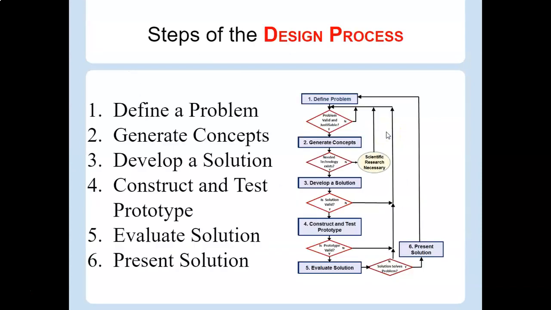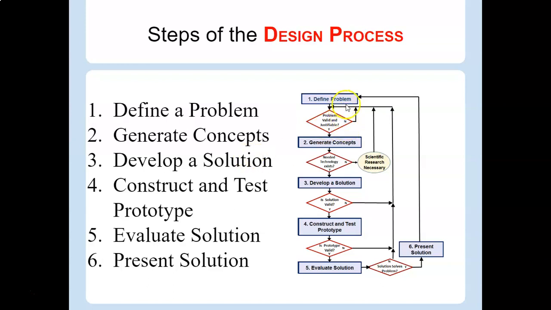Now, the steps of the design process that we are going to use for class are as follows. Step one is define the problem. Step two is generating concepts or ideas. Developing a solution is step three. Step four would be constructing and testing a prototype. Step five would be evaluating your solution. And step six is presenting it.